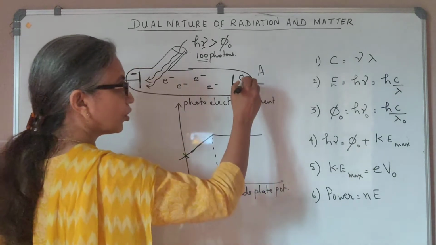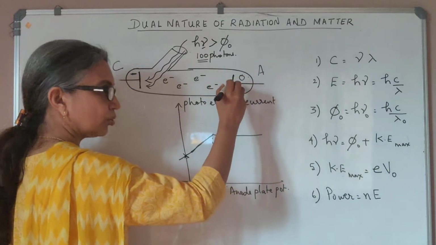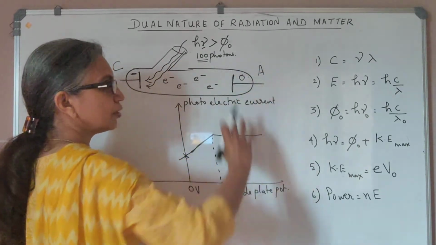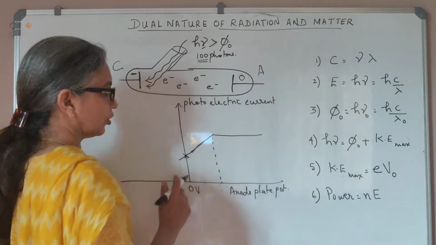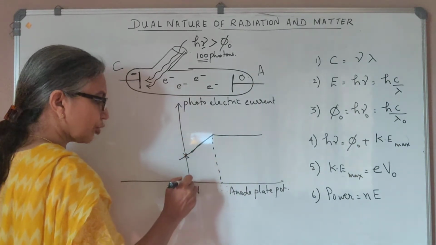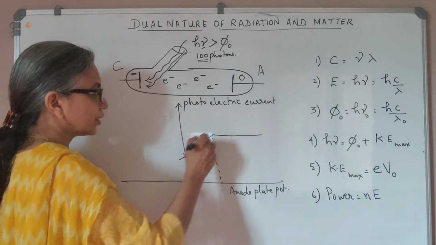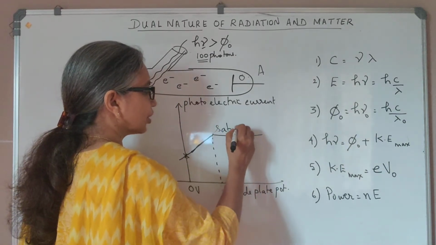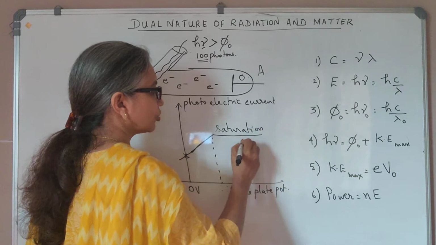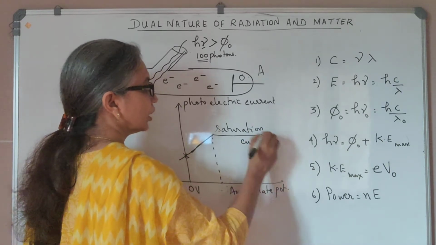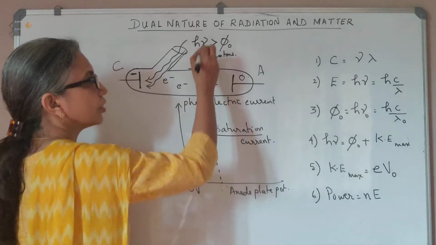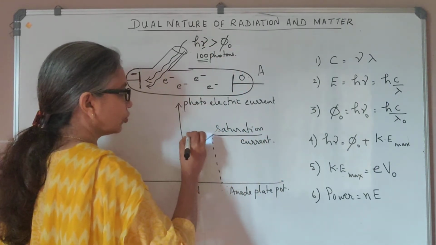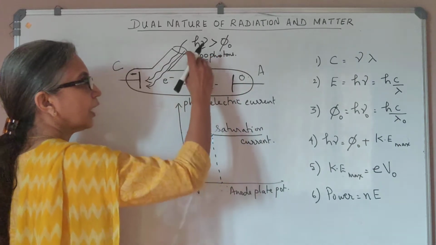So even though you brought your anode plate potential to 0, it is still positive with respect to the cathode, and therefore photoelectrons are still being accepted by the anode. So the photoelectric current does not drop to 0, but will be much lesser than this value. This value is what you call the saturation current. So the saturation current, I hope you understood, depends on the intensity. Because we had 100 photons here, this saturation current value will depend on the intensity.